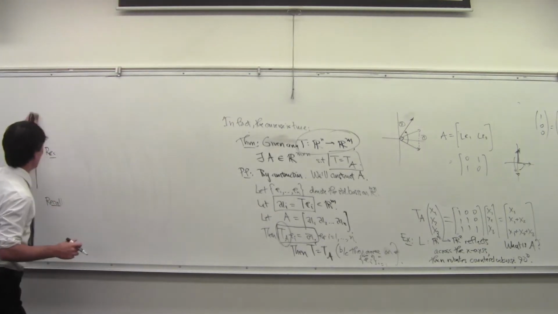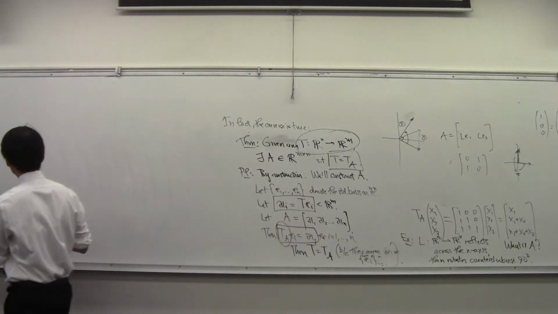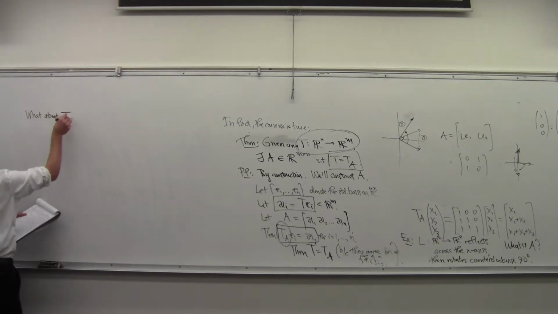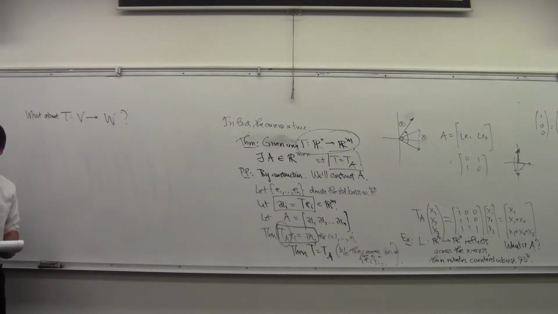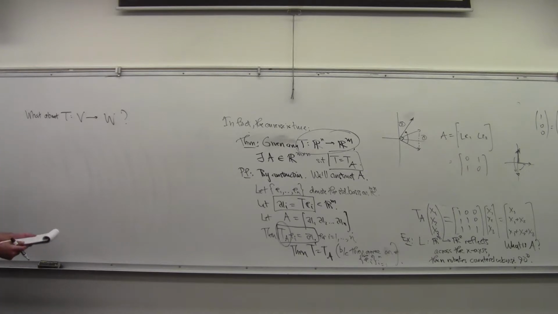Now we're going to do something a bit more tricky. What do you do for abstract vector spaces? What about T from V to W? Not T from Rn to Rm, but T from V to W. This turns out to be a little bit trickier.